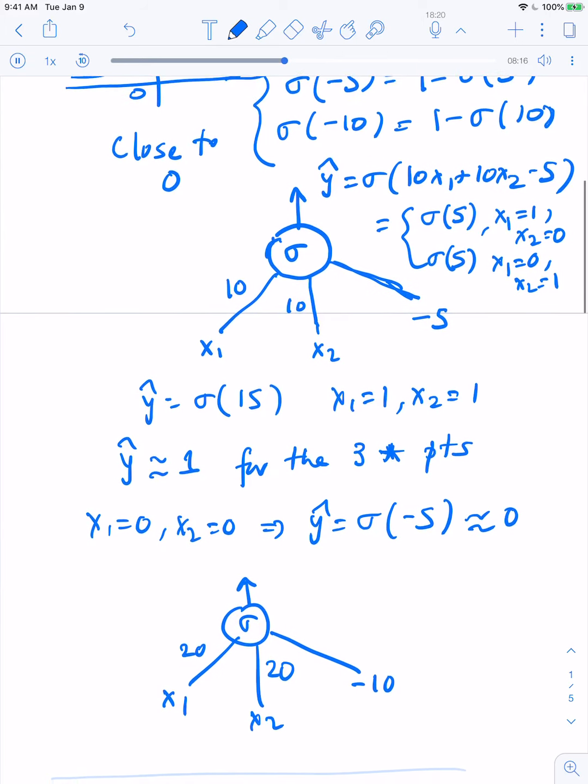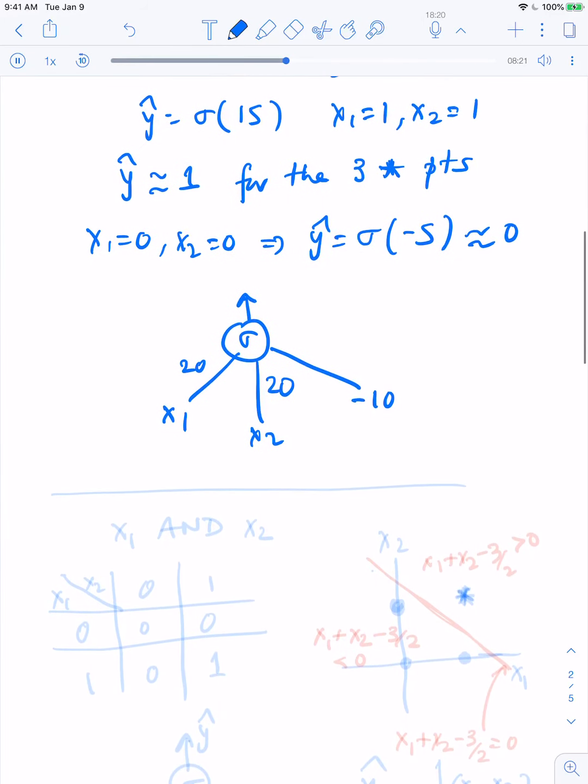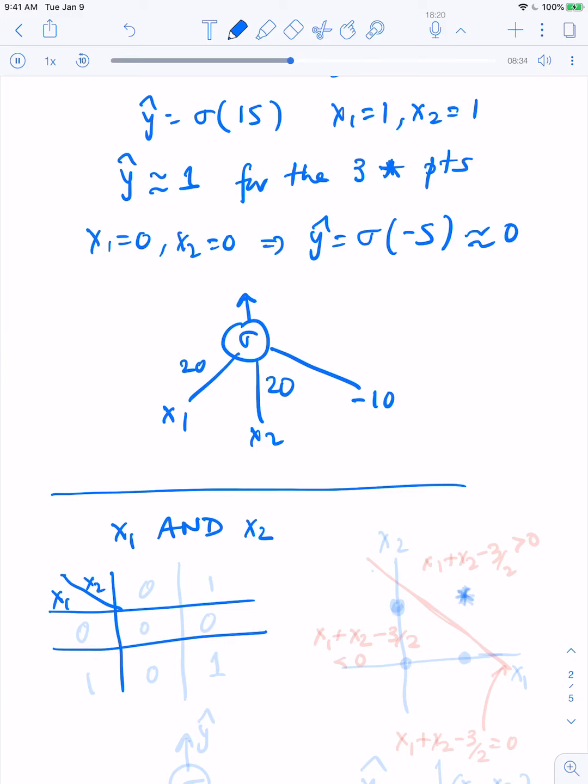Okay, so let's do one more example that is very similar. Say x1 and x2. Again, x1 and x2 are Boolean variables. So let's write down the truth table. x1, x2, 0, 1, 0, 1. And the output will be 0 everywhere except when both of them are 1. So you have this truth table. It's kind of like a flipped version of the picture we had before.